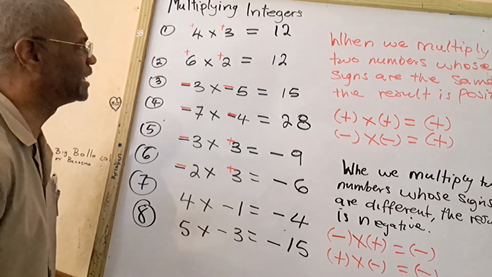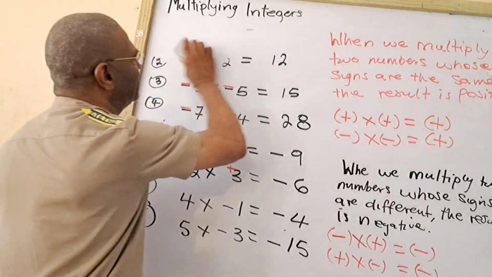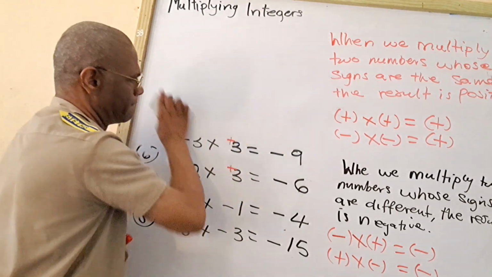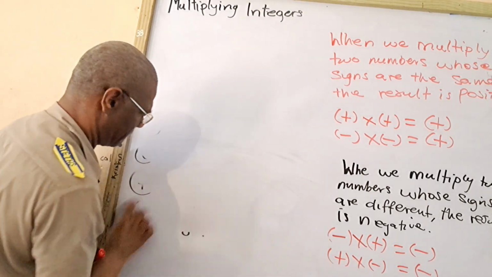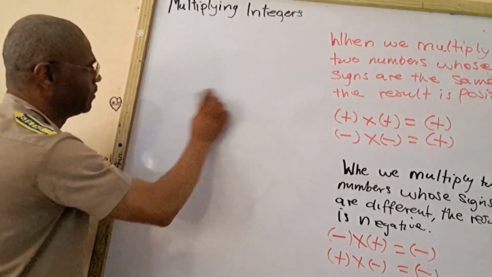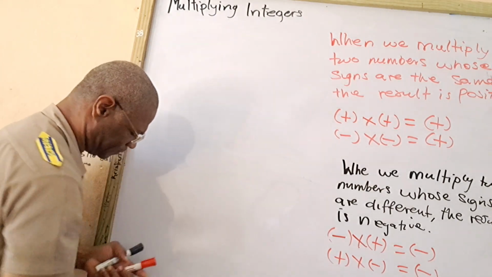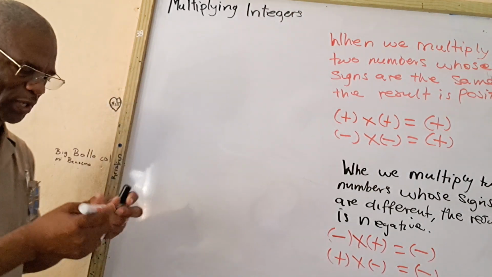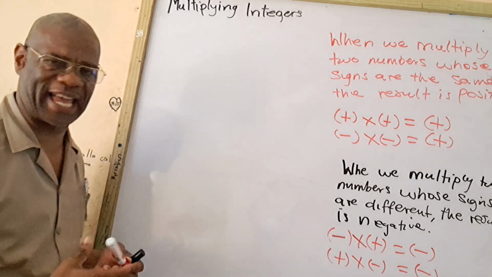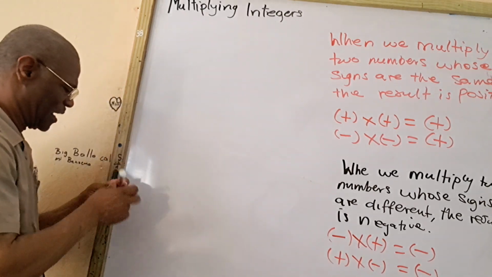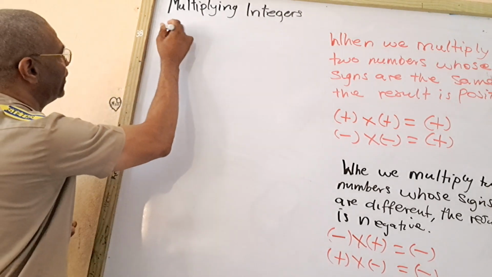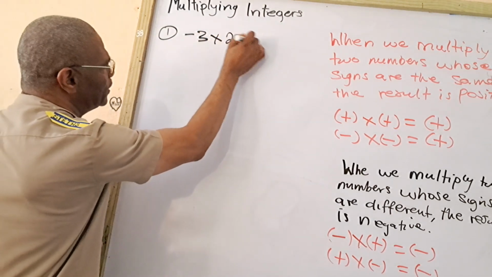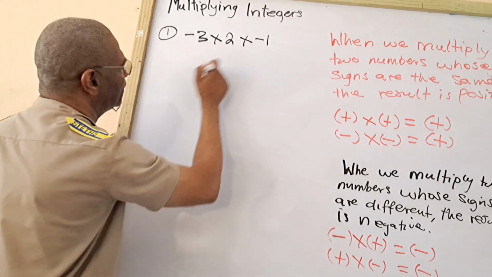Now, let us extend this a little. I want to show you something. What if we have three numbers? Let's see what would happen if we have three numbers with different signs. So let's say we have negative 3 times 2 times negative 1.